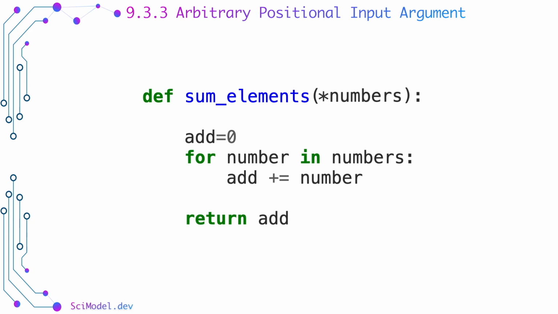The collection of arbitrary arguments will be passed as a tuple and be saved to the arbitrary variable defined in the function, so you can still use a for loop to iterate over the arbitrary positional input arguments.